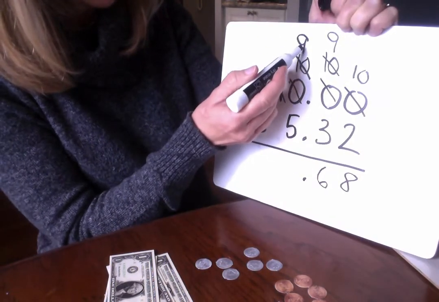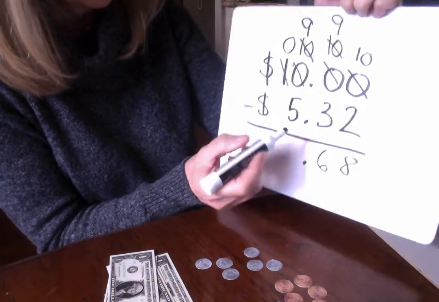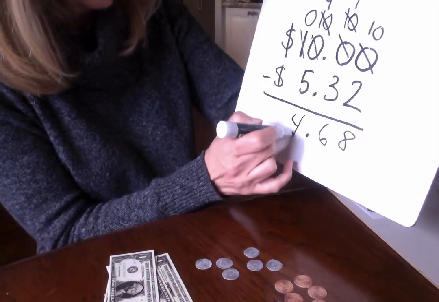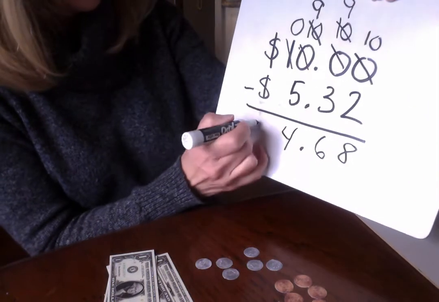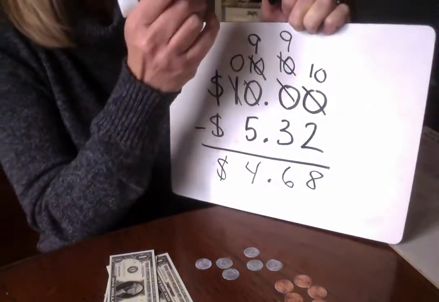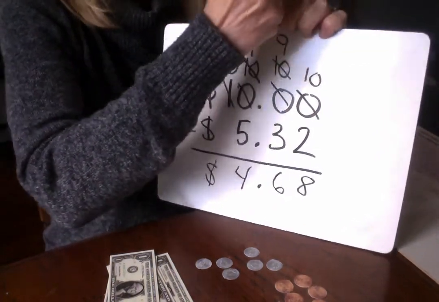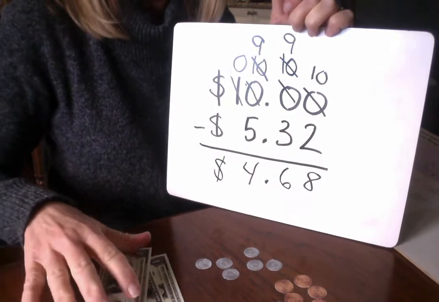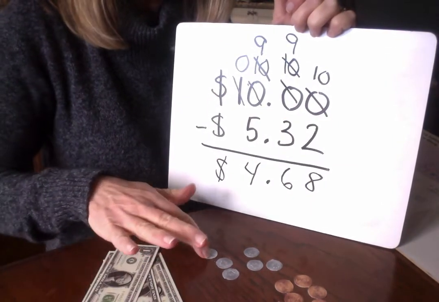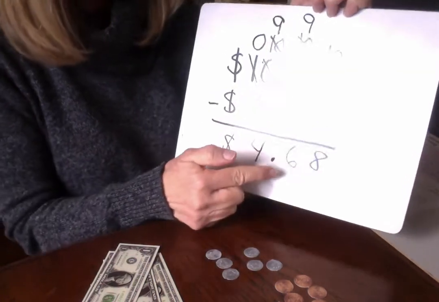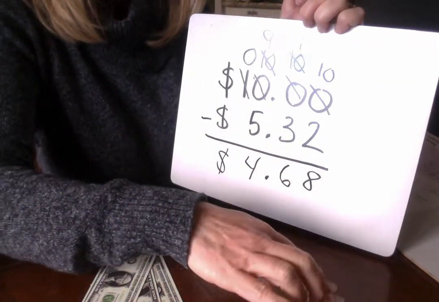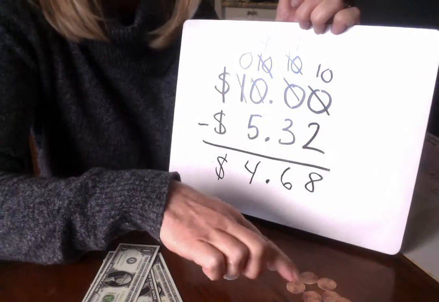Then I had my 9 $1 bills, and I took 5 away, and that left me with $4. And then I'm going to put my dollar sign. So we did it with our money, and so here's our $4 that we had left over, here's our 6 dimes that we had left over, and here are our 8 pennies that we had left over.